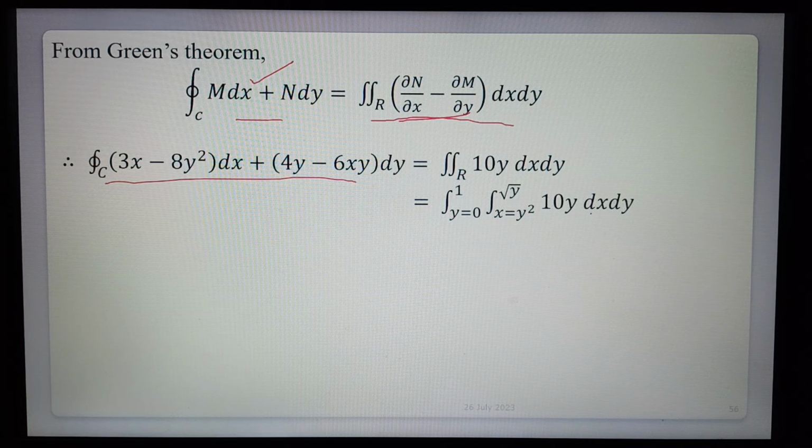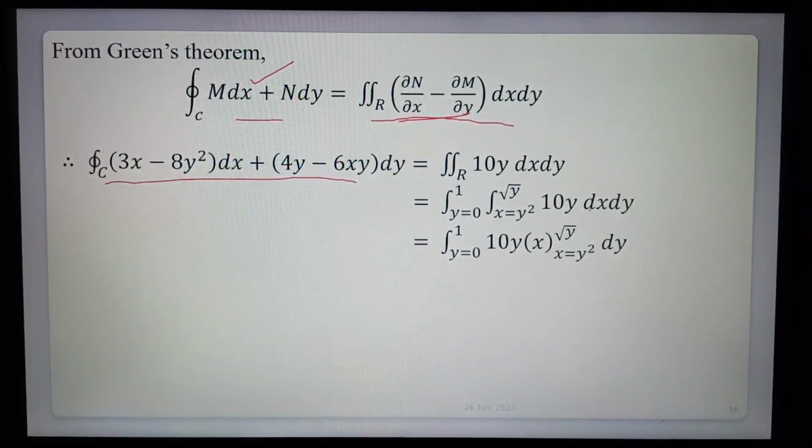First with respect to x, since the x limits are functions of y. Second, integration with respect to y, and the y limits are constant. That is the second integration. First integration: y is equal to 0 to 1, 10y is the constant, integration of 1 with respect to x is x. So the x limits are y square to root y. Root y is the upper limit, y square is the lower limit.